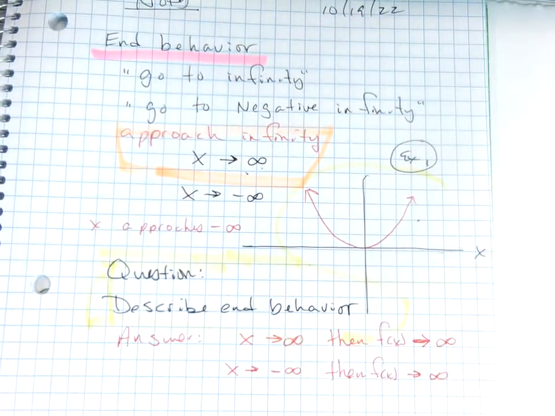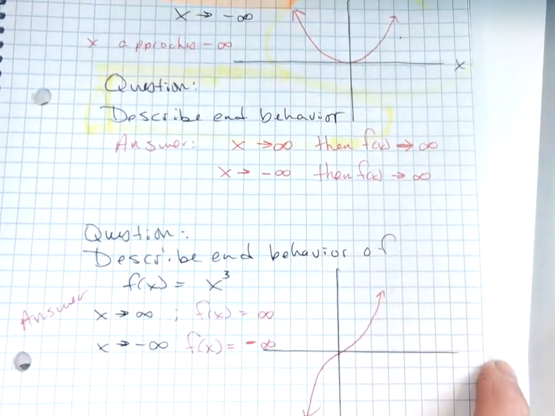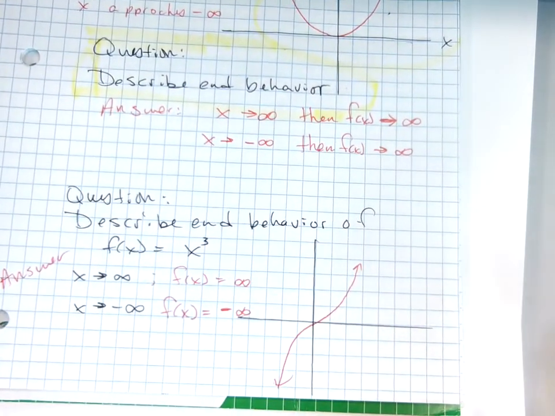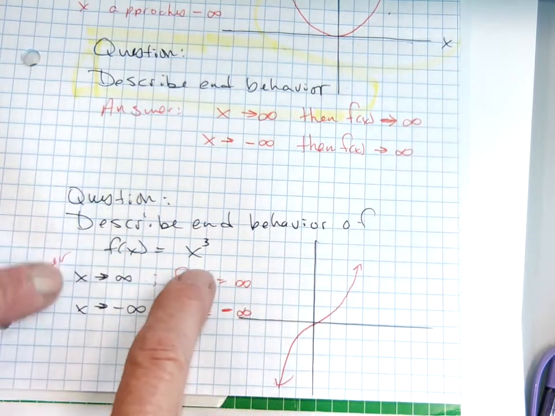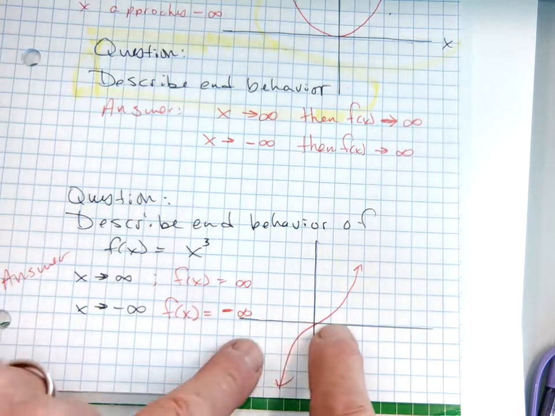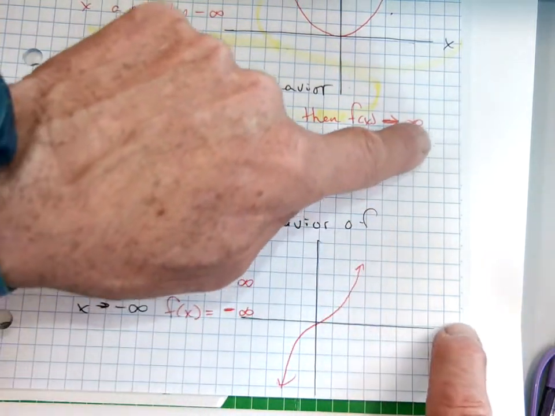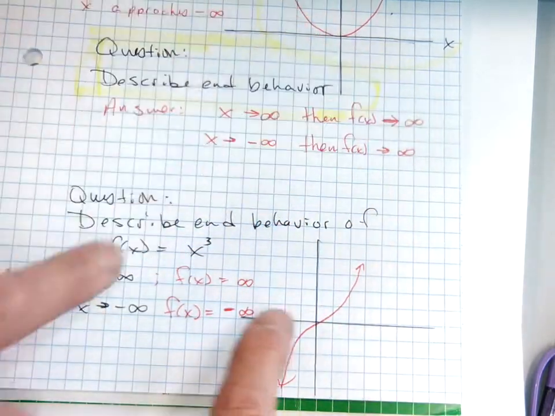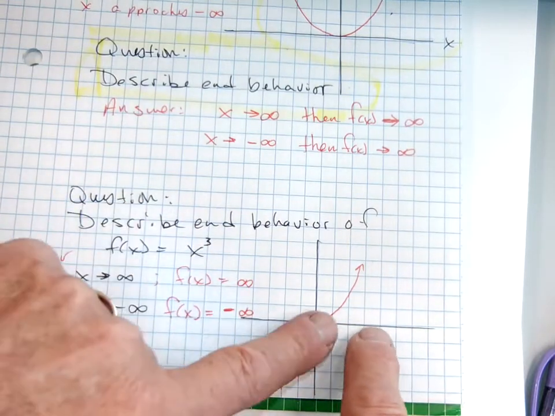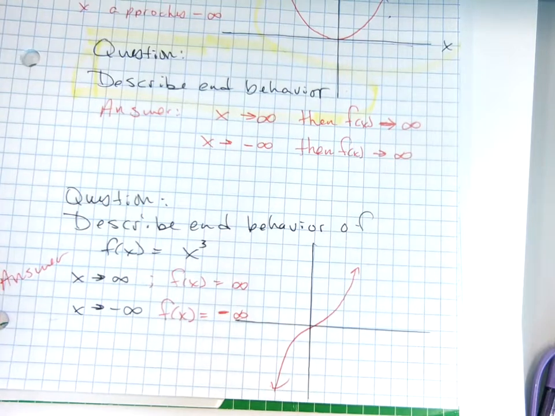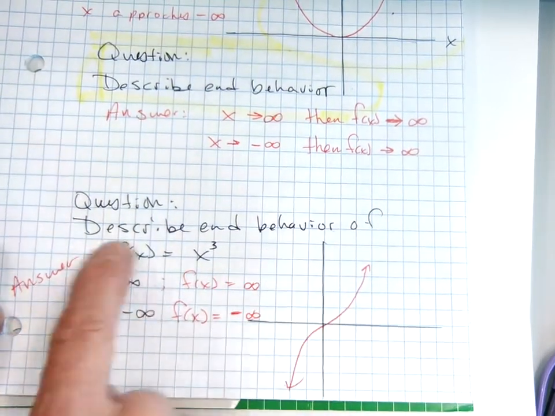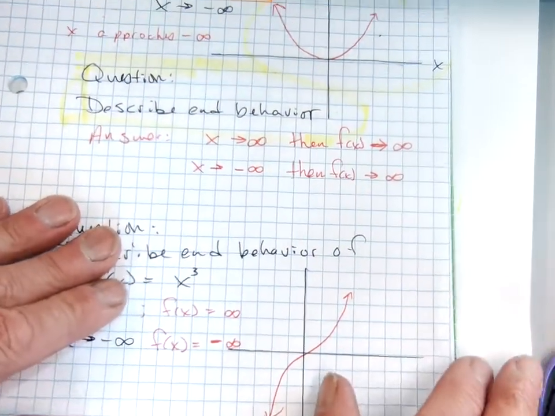Okay? Now, on an x cubed, it's a little bit different. To describe end behavior of an x cubed, it looks like this. So, how do we describe end behavior of x cubed? Well, as x approaches infinity, y is approaching also infinity. As x approaches negative infinity, y is going down, down, down to negative infinity. So we describe it this way. That's my answer on describing end behavior, okay?